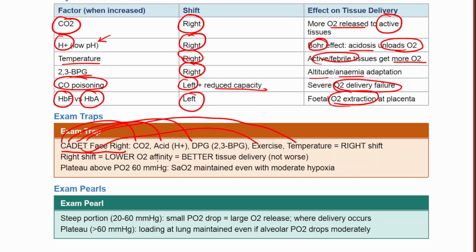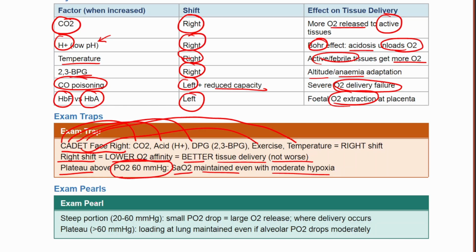Guard yourself against a major conceptual trap. A right shift means a lower oxygen affinity, which results in better, highly optimized tissue delivery. Absolutely not worse. Note that on the plateau of the curve, above PO2 of 60 millimeter of mercury, SaO2, that means saturation of oxygen, is remarkably well maintained even when a patient faces moderate hypoxia.